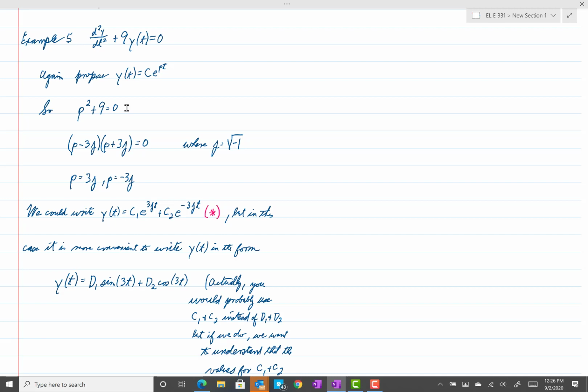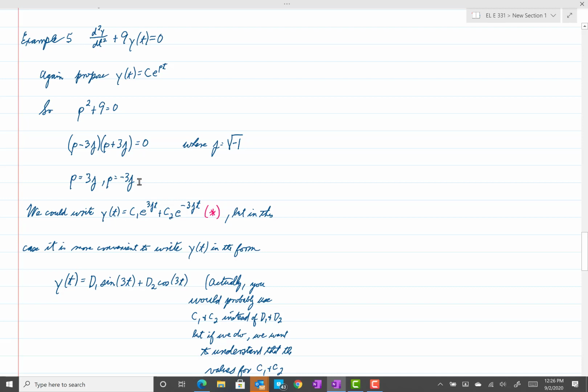How can you square something and get a negative number? And so we now have imaginary roots. So that's what makes example 5 different, is that in examples 1 through 4, all of our roots were real, but now we have imaginary roots, and the roots are 3j and minus 3j.